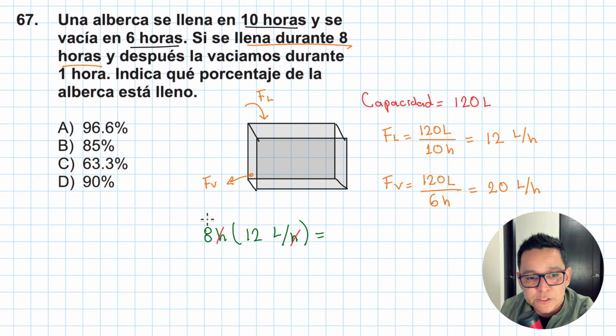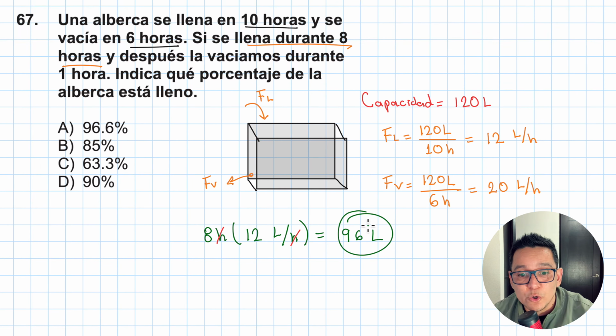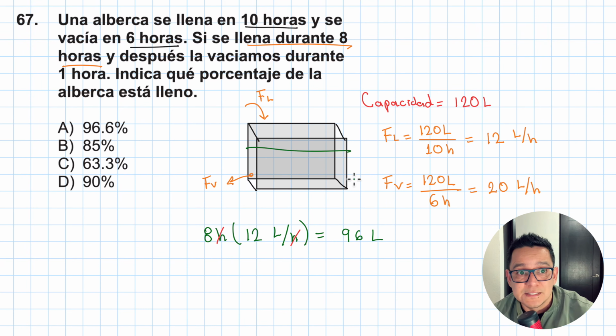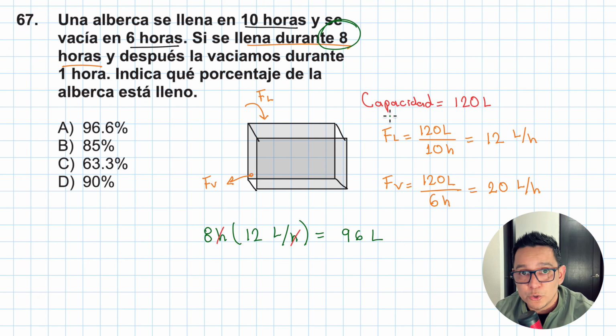We do the operation. 8 times 2 is 16. Carry the 1, 8 times 1 is 8, plus the 1 I carried, that's 9. So I have a total of 96. What? Liters? This means that the pool was filled up to 96 liters after 8 hours, right?